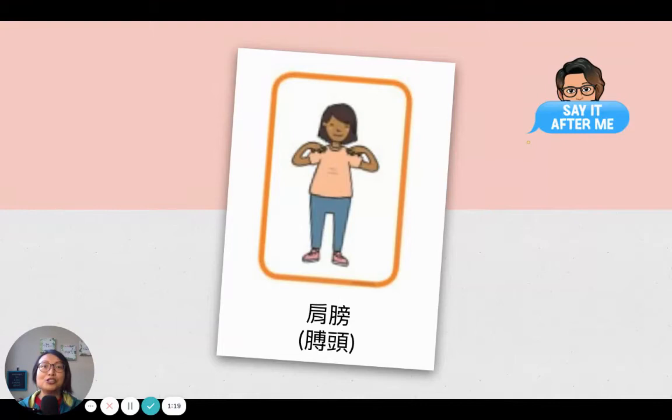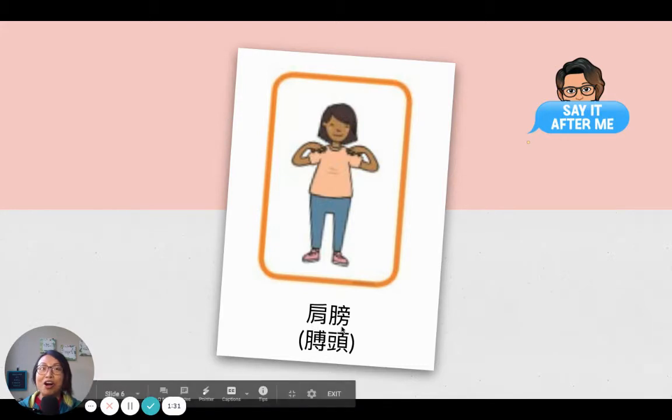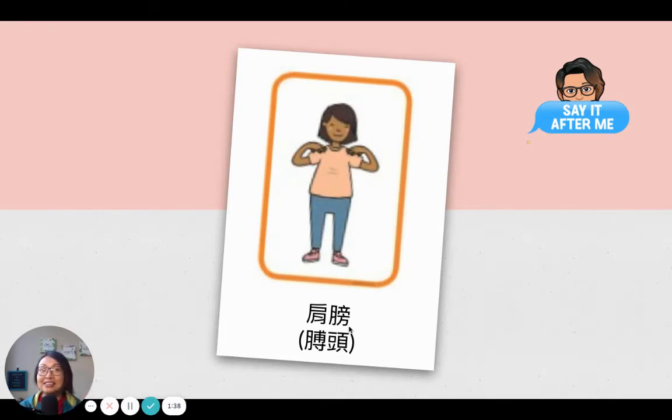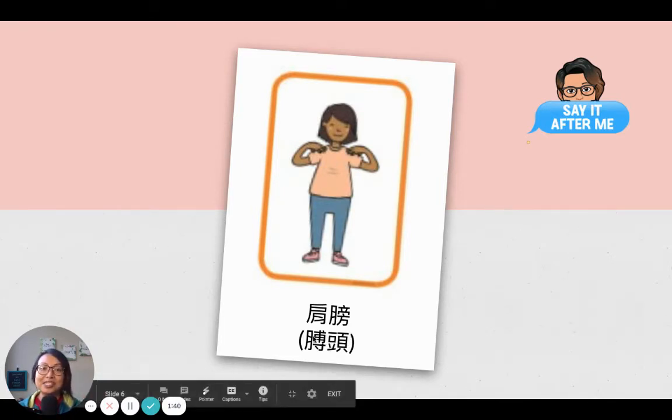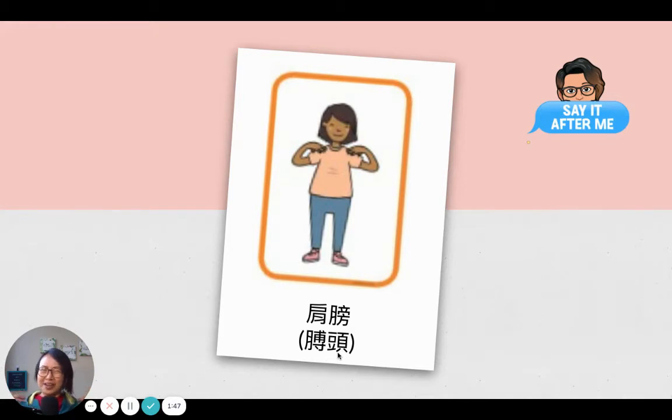The word for shoulder? Well, it depends on if you are writing or saying. If we are writing, it is the term at the top. This is 肩膀, the shoulder. But if we say it verbally, we say 膊頭. Like, oh, I have a shoulder pain. 我個膊頭好痛啊. 我個膊頭痛啊.